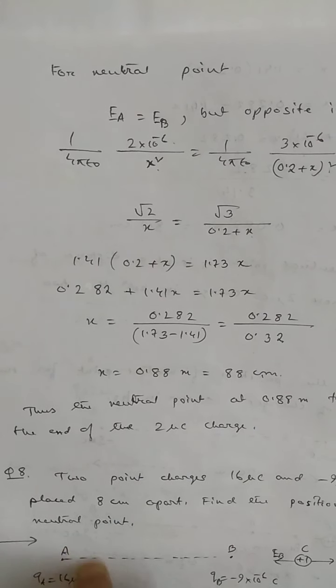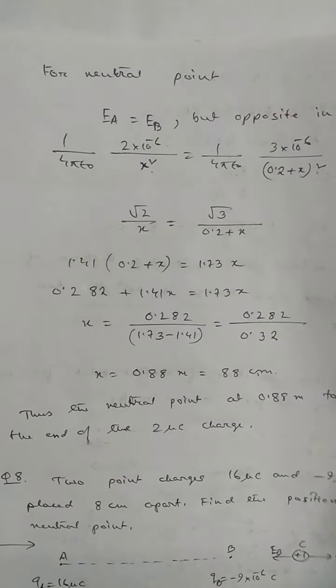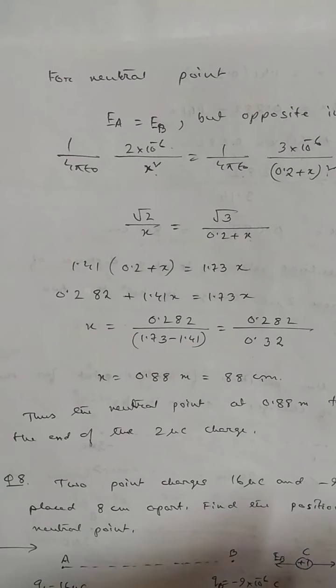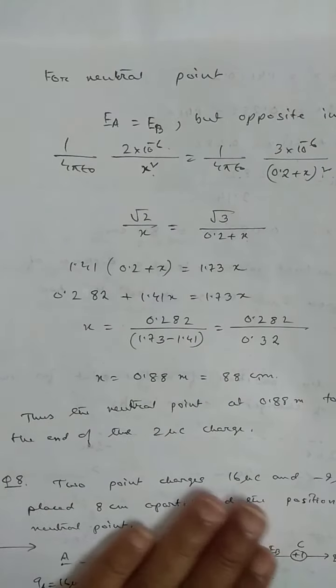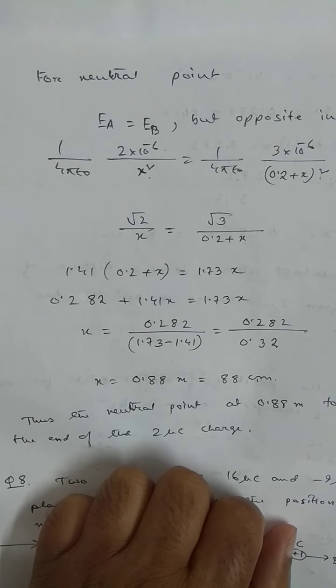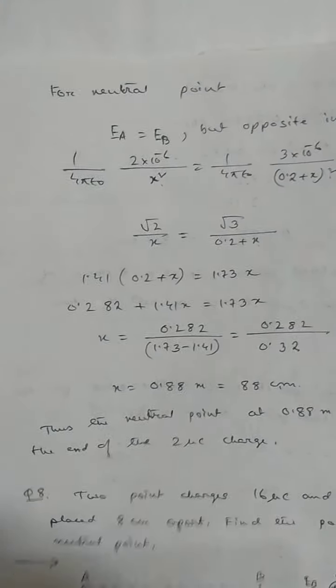That means if the charges are like charges, the neutral point is in between the two charges, or if the charges are unlike charges, the neutral point is towards the end of the smaller magnitude charge.